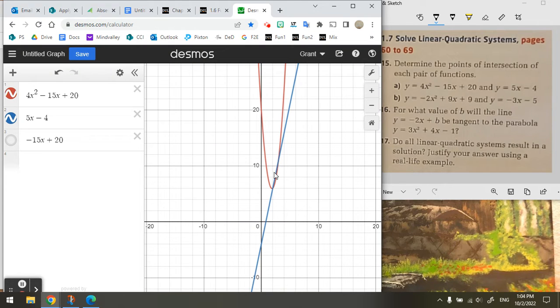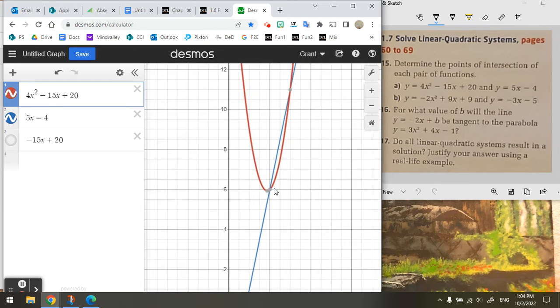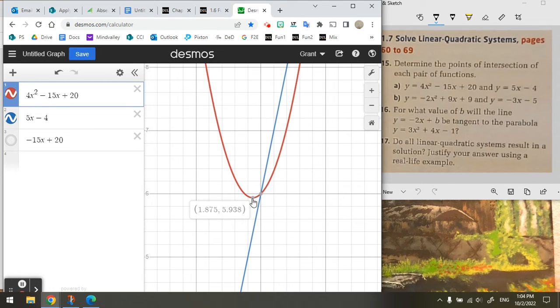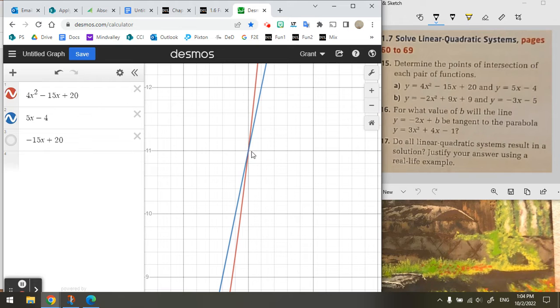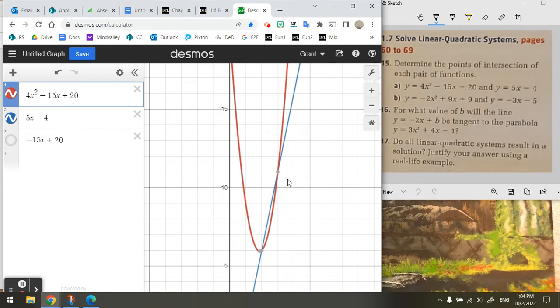But Desmos is a really good visualization. So let's see. Here is the point. Let's zoom in. See, its vertex is real weird, right? But it's got a nice point of intersection there: 2, 6. We found that. And then up here, 3, 11. Oh, look at that. The algebra was perfect. Cool. Let's do the next one.